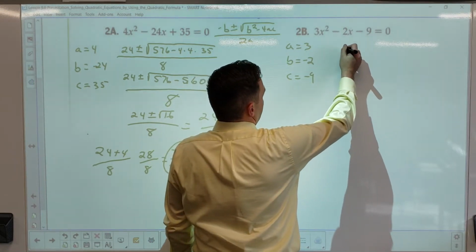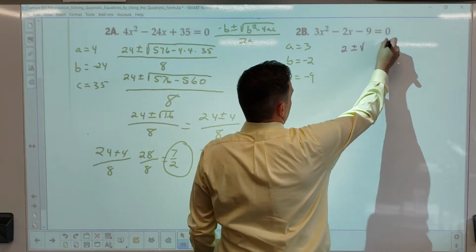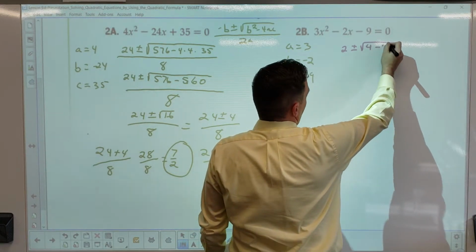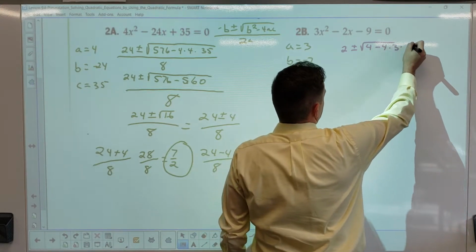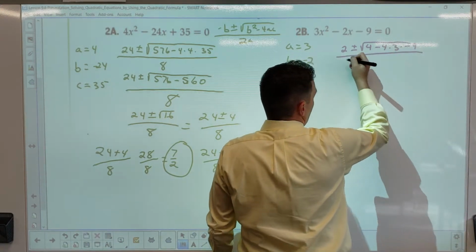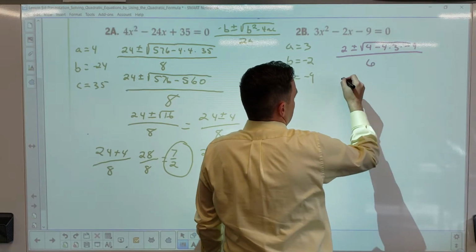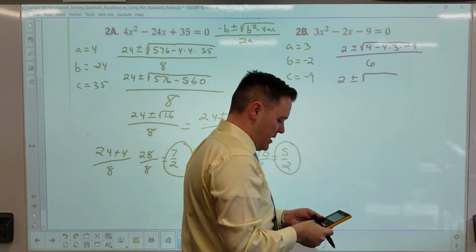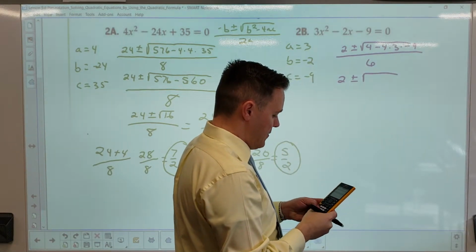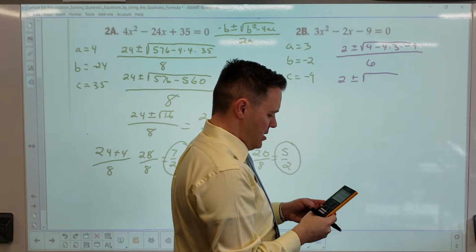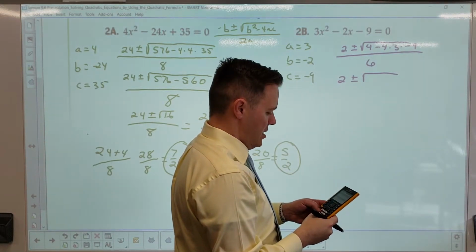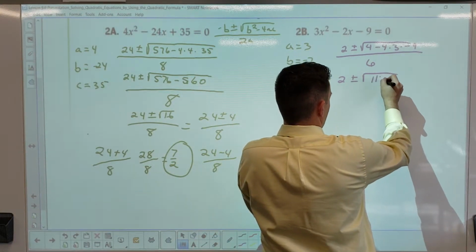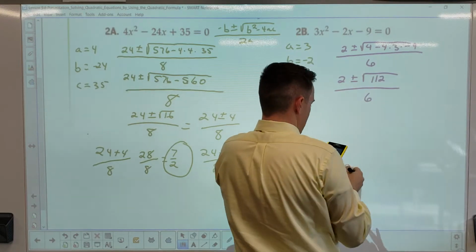Okay, so this one here, it would be 2 plus or minus the square root of 4 minus, and then it's going to be 4 times 3 times negative 9, all over 6. So 2 plus or minus square root, so I'm going to multiply that out. It would be negative 4 times 3 times negative 9, and then it's going to be plus 4, it's going to be 112. So this is going to be 112 over 6.